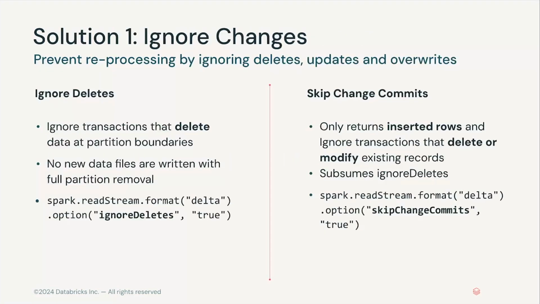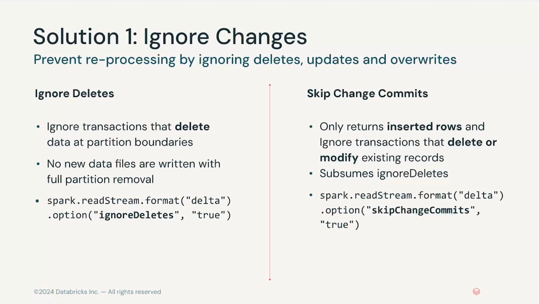Let's review them. The first solution is to ignore deletes and changes. This keeps alignment with the append-only processing rule and simplifies stream processing. This can be achieved by leveraging the option ignoreDeletes, which ignores transactions that delete data at partition boundaries. skipChangeCommits disregards file-changing operations entirely and only returns inserted rows, ignoring updates and deletes. And it subsumes ignoreDeletes, meaning it handles both deletions and updates to the source table. Be aware that the option ignoreChanges is now being deprecated in favor of skipChangeCommits.